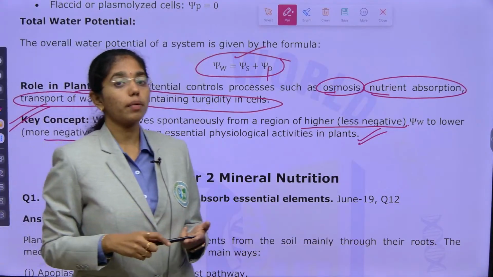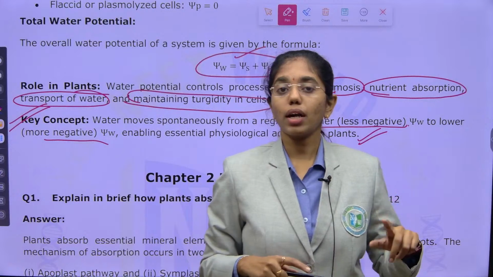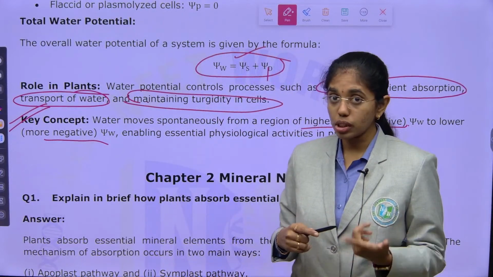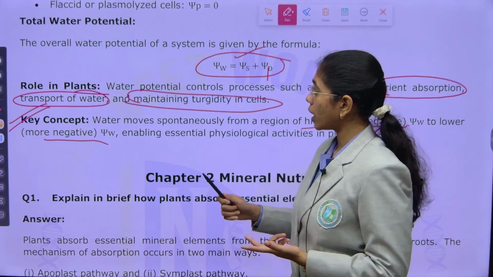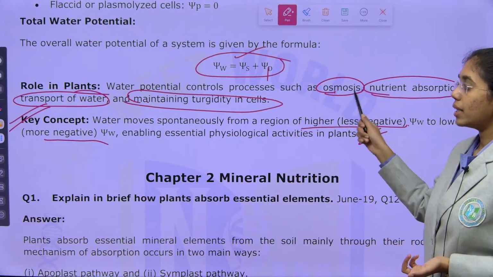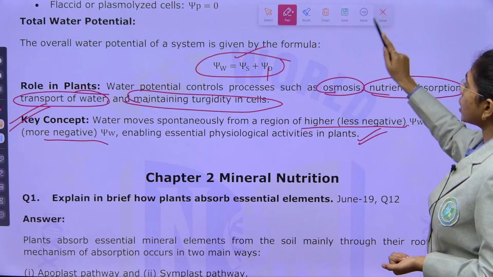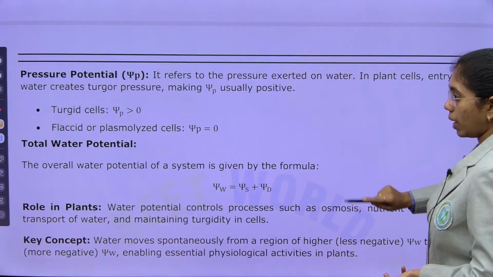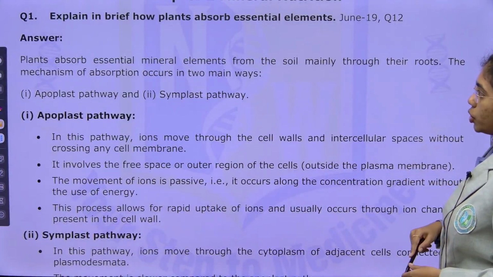What will be the water potential? How is it measured? By what units? What is it for pure water? What is it for water solutions? And how is solute potential? What is pressure potential? How can you calculate total water potential? What is its role? This and all are important. This is how you have to present your answer. This is the complete set of questions from transport in plants. Now we will move on to mineral nutrition.